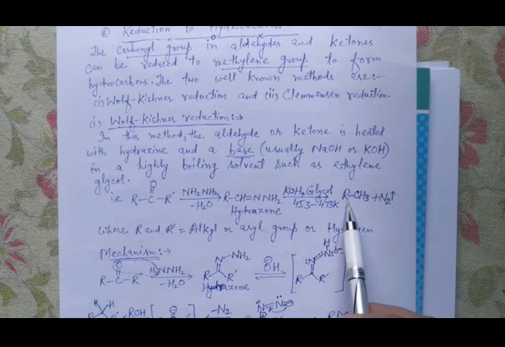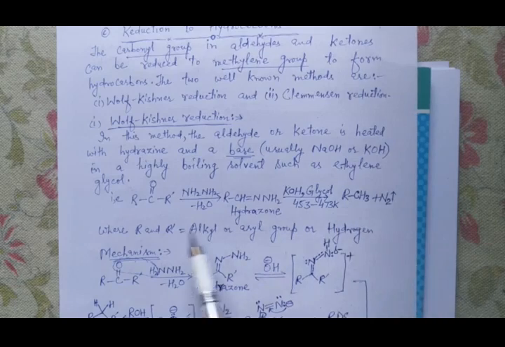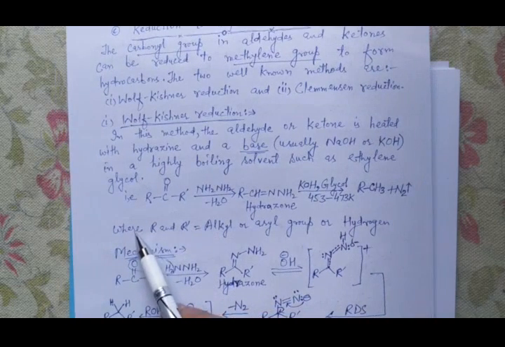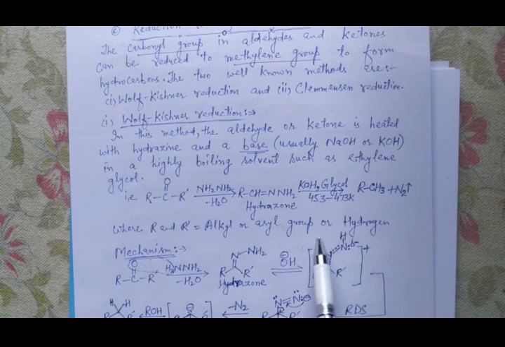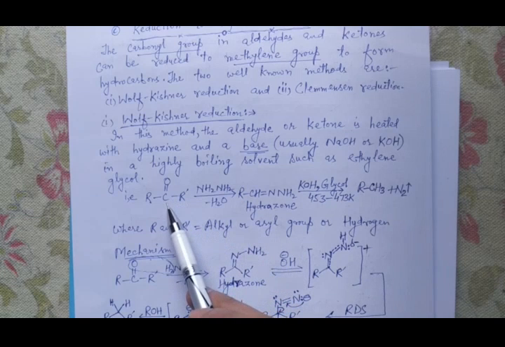Now what would be the name of this? That depends upon the nature of the R group. Remember, R and R dash can be alkyl as well as aryl groups or even hydrogen. So this can be an aromatic carbonyl compound as well.